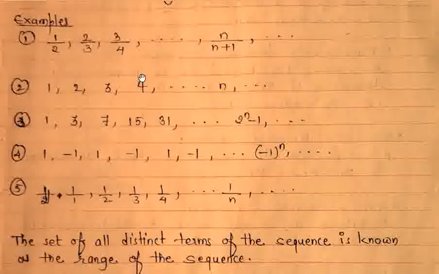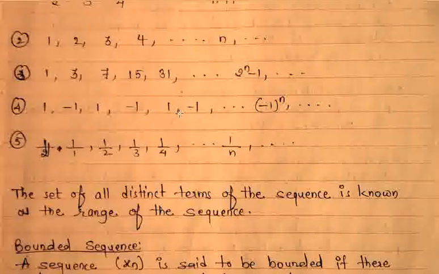These are the examples. For the first one, you can see this is 1, 2, 3, so it would be n. So n would be 1, n would be 2, n would be 3, and the denominator is n plus 1. So 1 plus 1 is 2, 2 plus 1 is 3, etc. And this one is just n, so 1, 2, 3, 4. And this is 2 to the n minus 1. So 2 to the 1, which is 2, minus 1, which is 1. 2 to the 2, which is 4, minus 1 is 3. 2 to the 3 is 8, minus 1 which is 7, and etc.